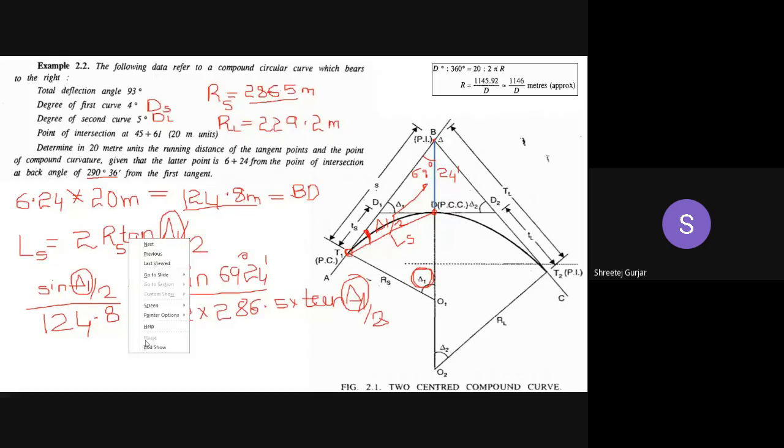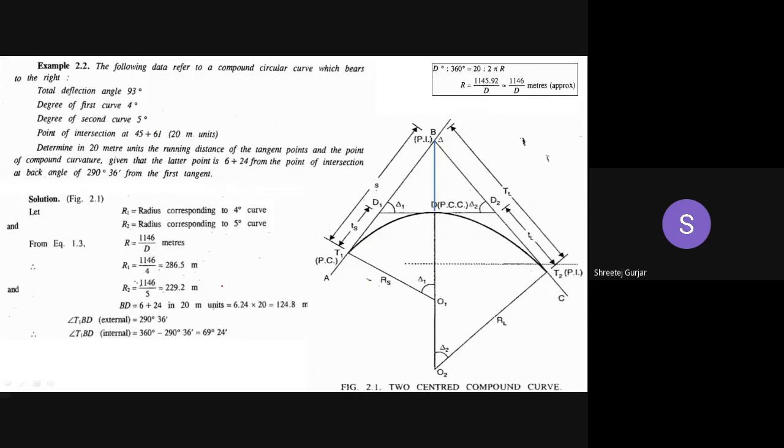So let us look whether we have done it correctly. As I told you, first you have to calculate the radius, right? I am using this particular formula. So we have calculated the radius, RS and RL, no problem. And we have calculated the internal angle 69 degrees, that is, this angle, 69 degrees 24 minutes. That is also correct.